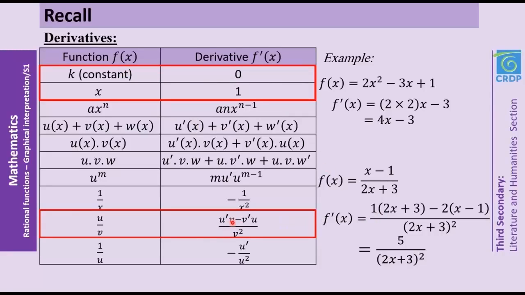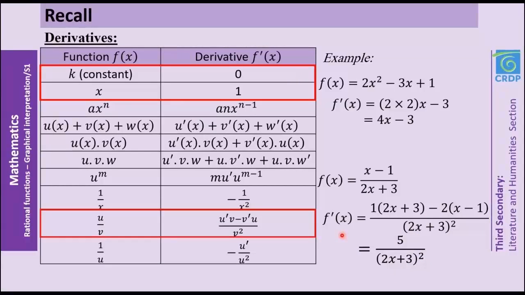We multiply it by v, the denominator, minus the derivative of the denominator, which is 2, multiplied by u, the numerator, divided by v squared. By simplification, you can get to this answer. Again, it is very important to memorize these rules.